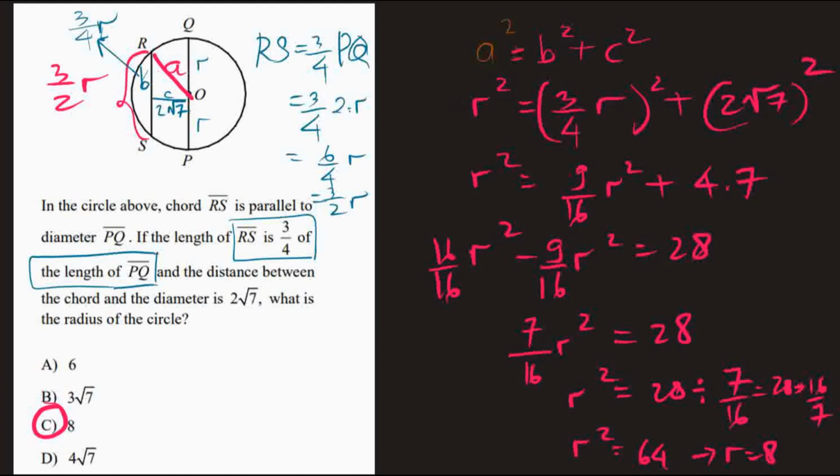So the reason we use 3/4 is because we want to use this triangle. 3/4R, and this is the R itself. A is the R. So this is the R, the same R here, and this is the 2 square root of 7. So this triangle.